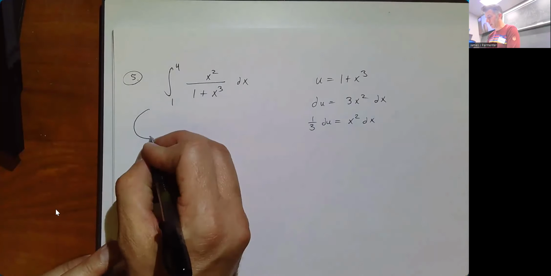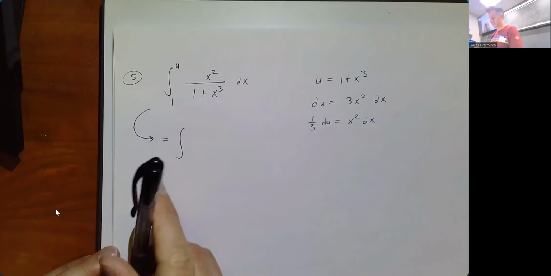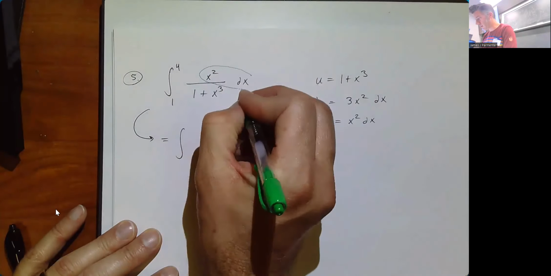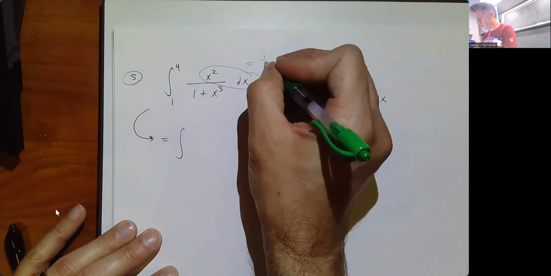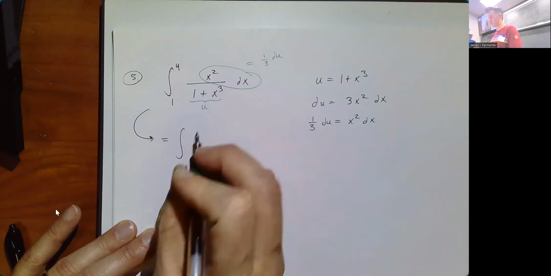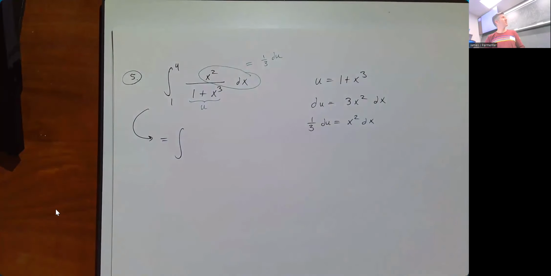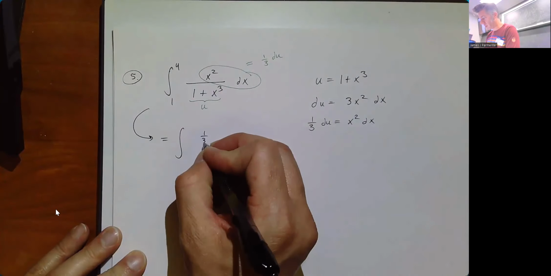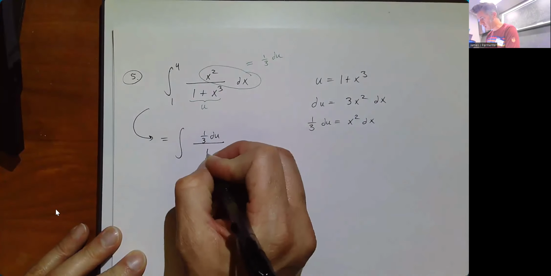Now we start rewriting. There's my 1/3 times du. There's my u. So here I'm going to get 1/3 du on top, u on the bottom.